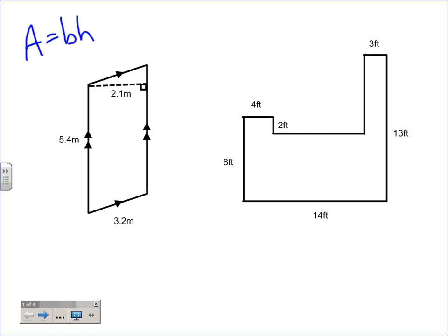First, we better make sure it's a parallelogram. And it has the markings that the opposite sides are parallel. And so we know that. And so we also know this one on the right side must be how long? Must be 5.4, and this one on the top must be 3.2.